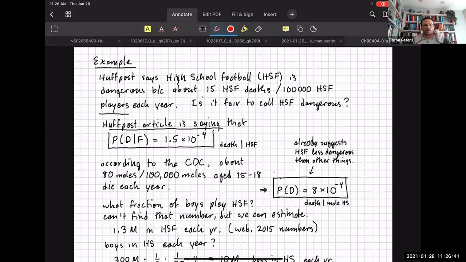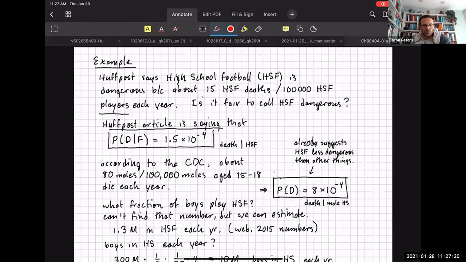Okay, so we're gonna go through and do this. What the HuffPost article is saying is that the probability of dying, given that you play high school football, we could also write given that you are male, because it almost doesn't change the set we're talking about. There may be a few exceptions, but the probability of dying, given that you play high school football, is 1.5 times 10 to the minus 4. That is death given high school football. My notation: death corresponds to event D, and high school football corresponds to event F.